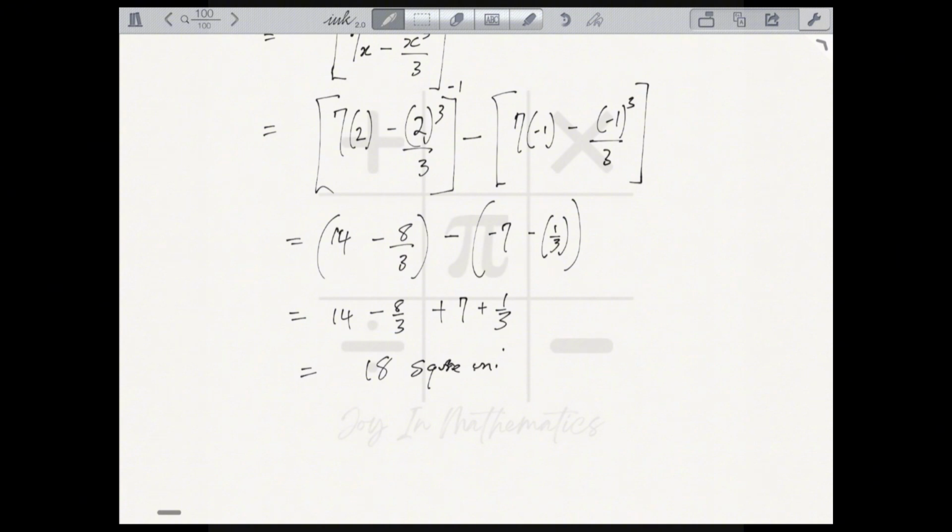In our next video, we'll be taking a look at area between curves.